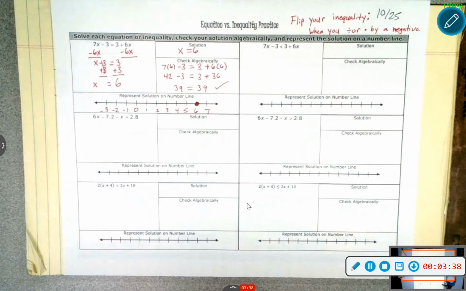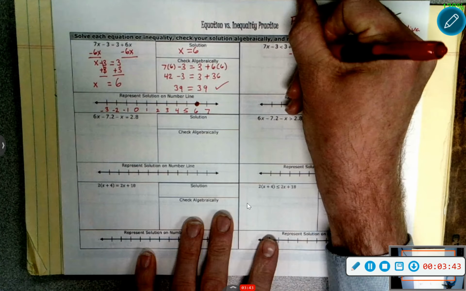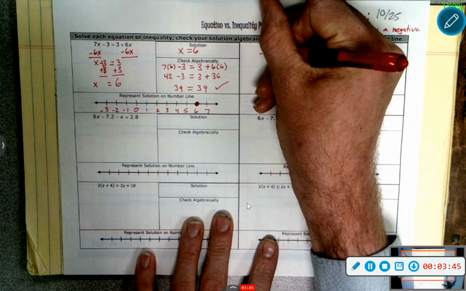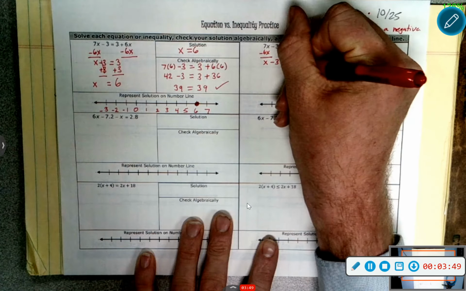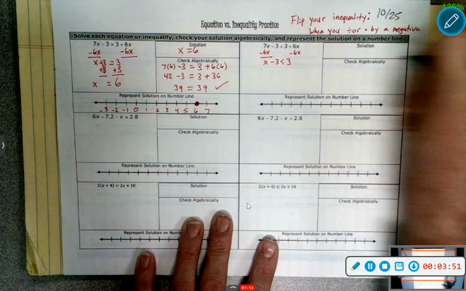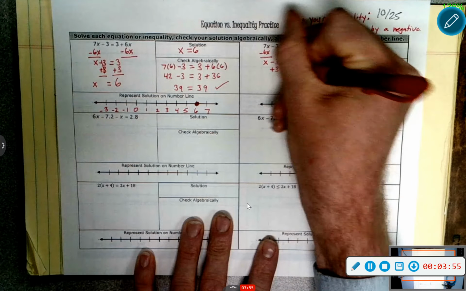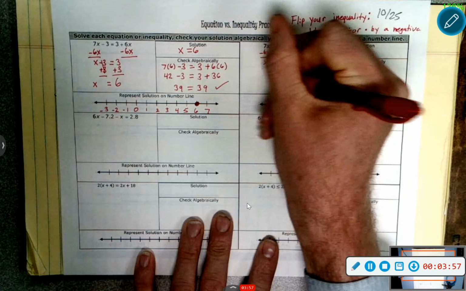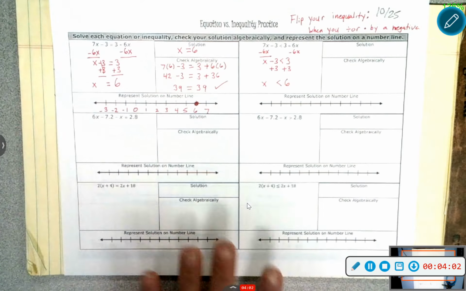Now, to compare that with the inequality, the process is going to be exactly the same. I'm just going to subtract 6x on both sides. And I get x minus 3 is less than 3. And then I'm going to add 3 on both sides. So when you add 3 on both sides, you get x is less than 6 this time.